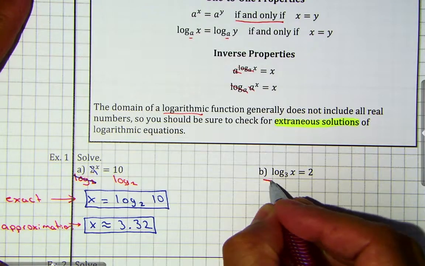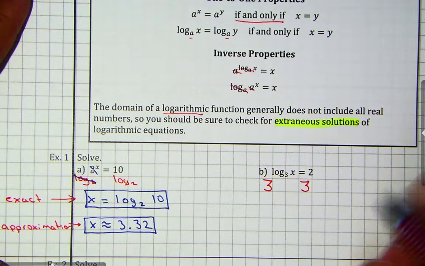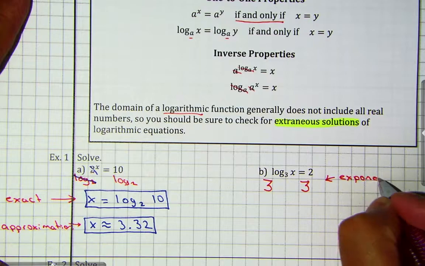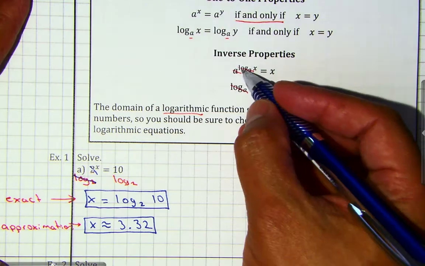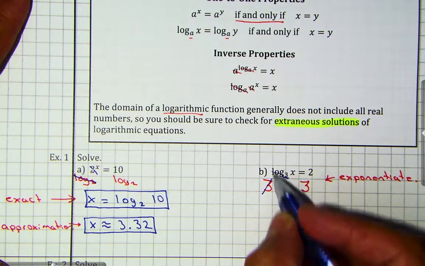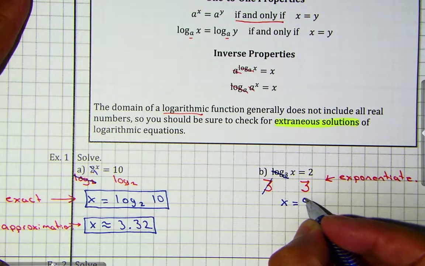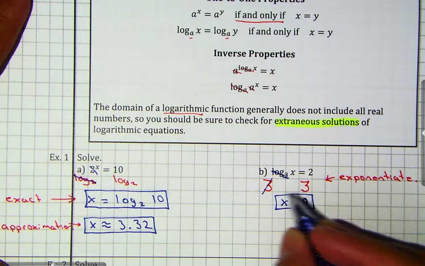So I'll place a big 3, and I'll place a big 3. This method is called exponentiate. I'm going to exponentiate both sides, the left and the right. So therefore, I'm going to use my inverse property. It tells me that it cancels, because they're inverses of each other, so x equals 9. 3 squared is 9, and that's an exact answer, and that is correct.